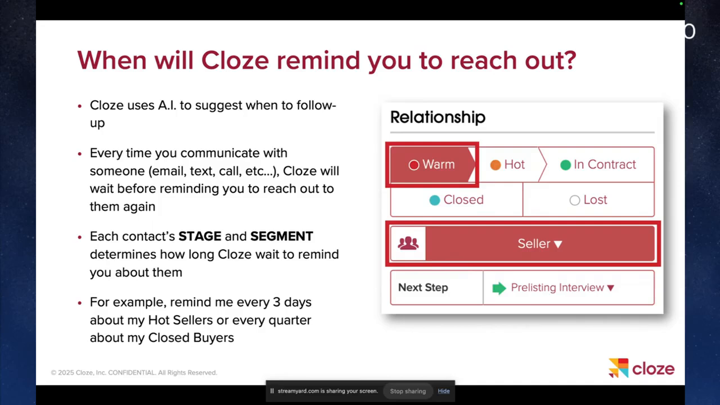Remember how we just reviewed the stage and segment? We have warm, hot, in contract, closed, and lost. Those are the stages. And then below that, in this example, seller is the segment. Each combination can have its own reminder schedule. So my warm sellers, I could be reminded every week. My hot sellers every 3 days. Or warm could be every 3 weeks, and hot sellers every week, and in contract could be every 3 days. Whatever makes sense for me. A lot of people, when they're closed, are doing every 90 days, right? You don't need to talk to a closed client.